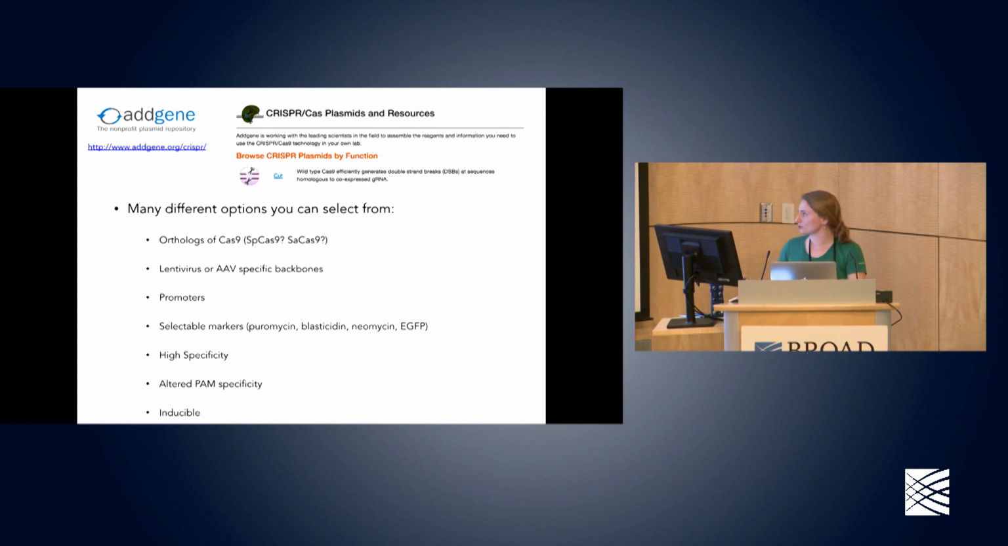So first off, you can choose many different orthologs of Cas9, orthologs meaning coming from different bacterial species. For example, two orthologs that may be interesting to use include SpCas9, which is commonly used, and then SaCas9 is another one. Again, if you're looking to deliver using certain delivery methods, for example, viral methods, they have lentivirus as well as AAV-specific backbones that are very important to use in those particular cases. Also, they have Cas9s driven by different promoters, different selectable markers.